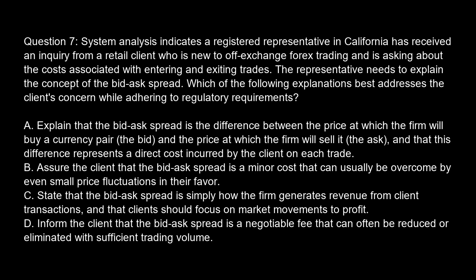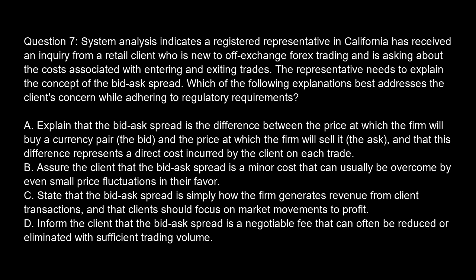Option A. Explain that the bid-ask spread is the difference between the price at which the firm will buy a currency pair, the bid, and the price at which the firm will sell it, the ask, and that this difference represents a direct cost incurred by the client on each trade. Option B. Assure the client that the bid-ask spread is a minor cost that can usually be overcome by even small price fluctuations in their favor.